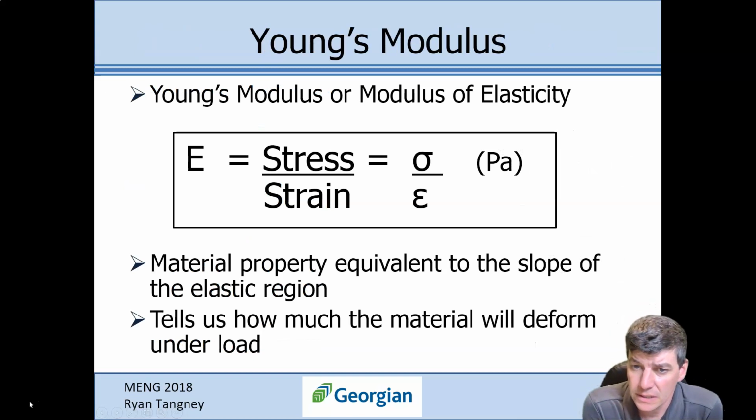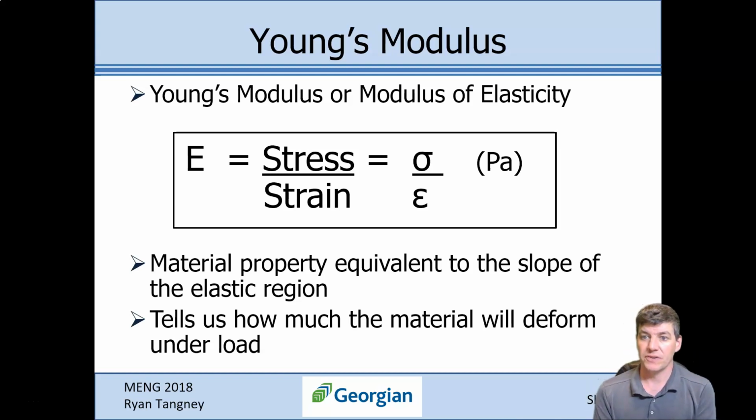Young's modulus is going to be E, which is a measure of stress per strain, or in symbol form, we have stress divided by strain. Units of E is pascals. So a little different than our K value for our spring, but it tells us a measure of how stiff the material is and how it is expected to deform under load.